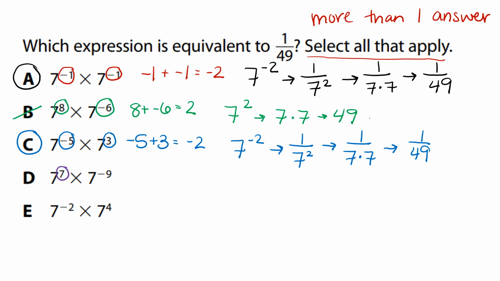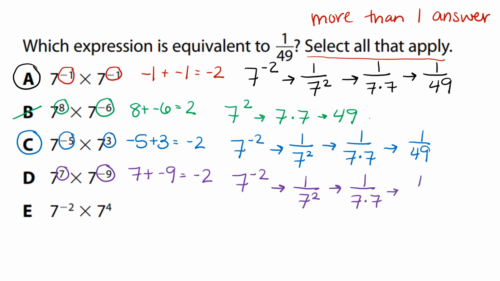For letter D, we start by adding the exponents, 7 plus -9, which gives us an answer of -2. Our new problem is 7 to the -2nd power, which we need to write as a fraction. We break it down into 1 over 7 times 7, which gives us the fraction 1 over 49. D is also a correct answer.